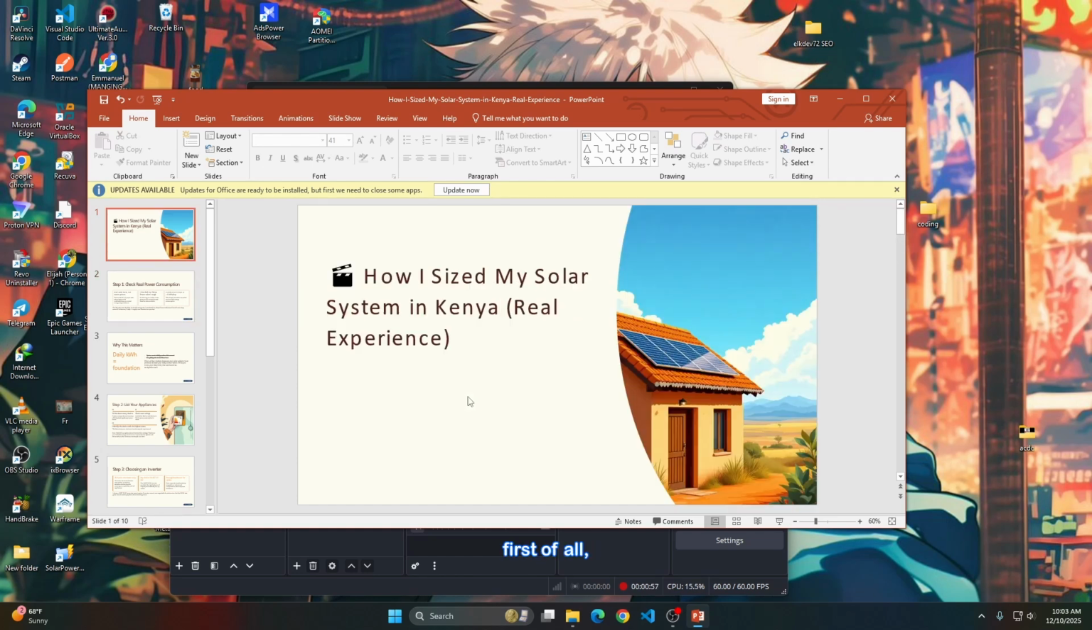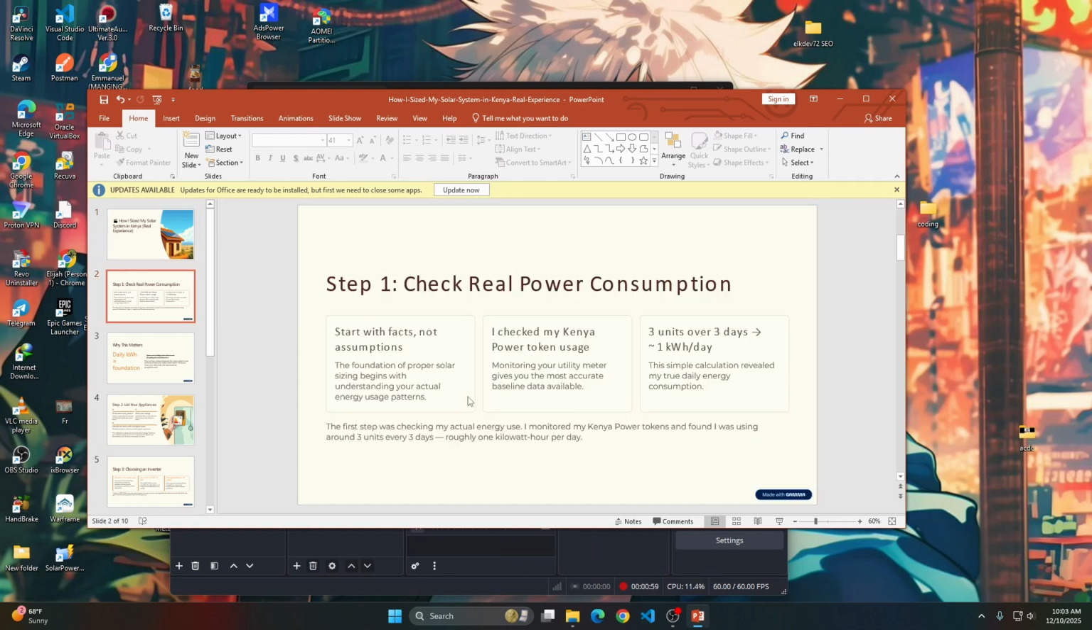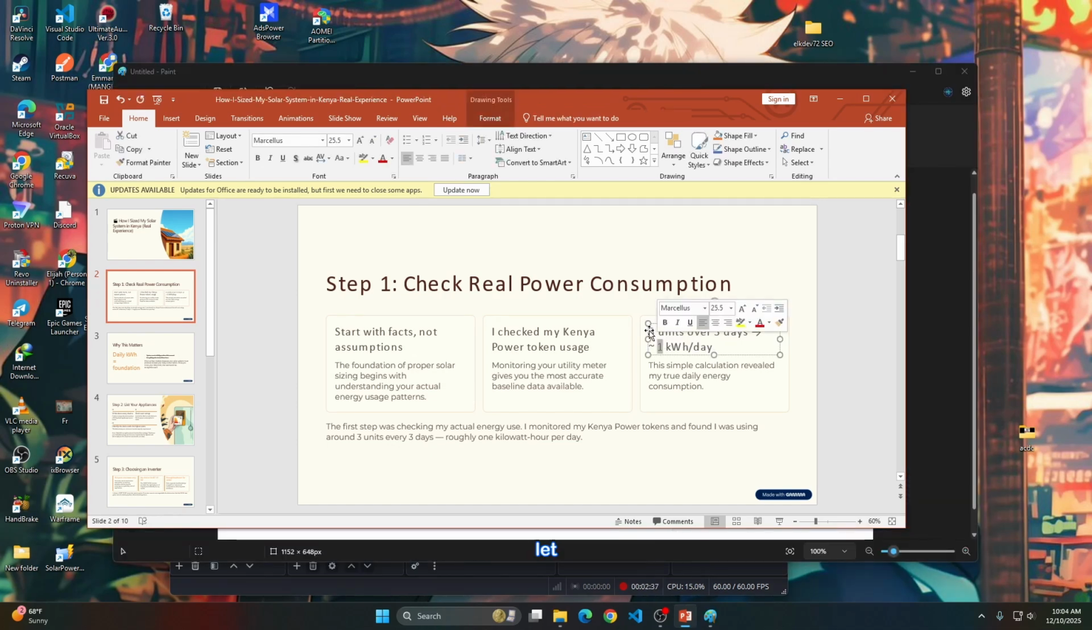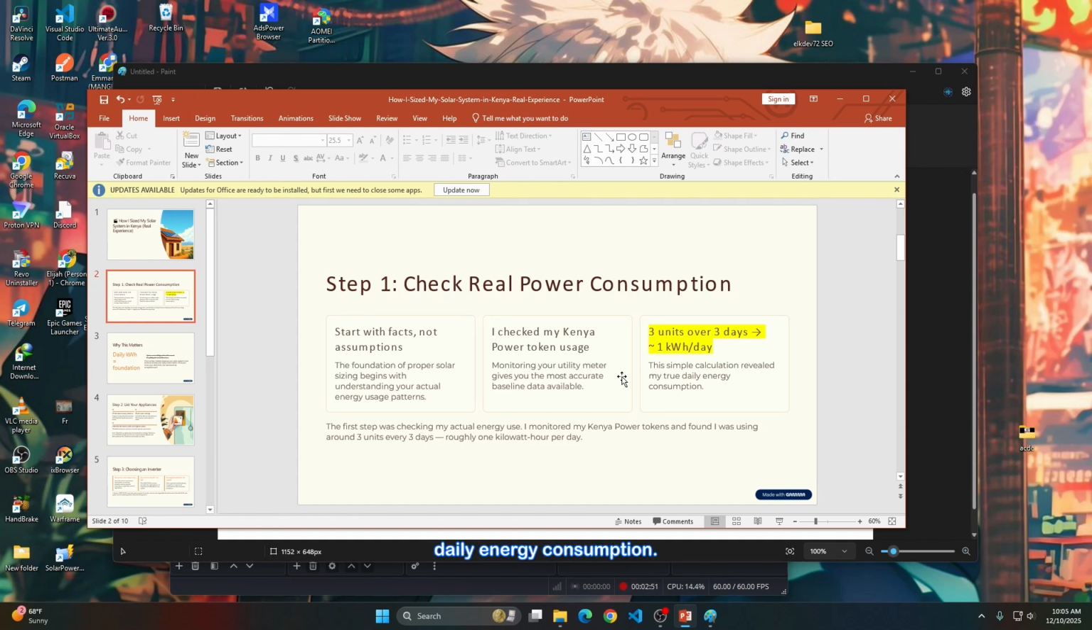So first of all, if you want to design a system for your own needs, check the power consumption that you are using in your house. I'll just give you a plain example. Consuming around, let me highlight this, 3 units over 3 days. So that gives you around 1 kilowatt a day. This simple calculation revealed my true daily energy consumption.